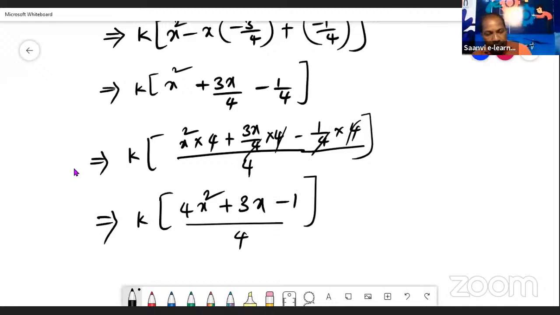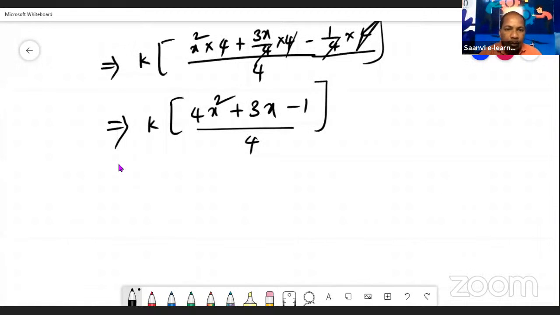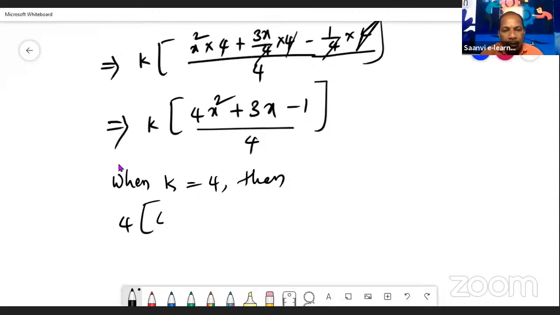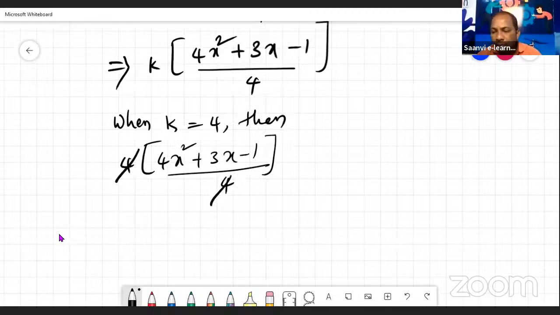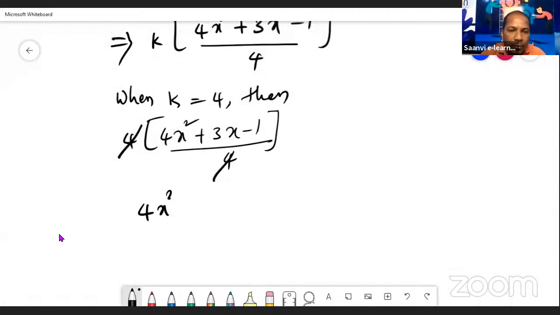Now here the denominator 4 is there, no? So now take the k value as 4. When k is equal to 4, then write 4 in the place of k. We get 4x square plus 3x minus 1 by 4. Okay. So here 4 gets cancelled. Now what is the remaining value? 4x square plus 3x minus 1 is the required quadratic polynomial.